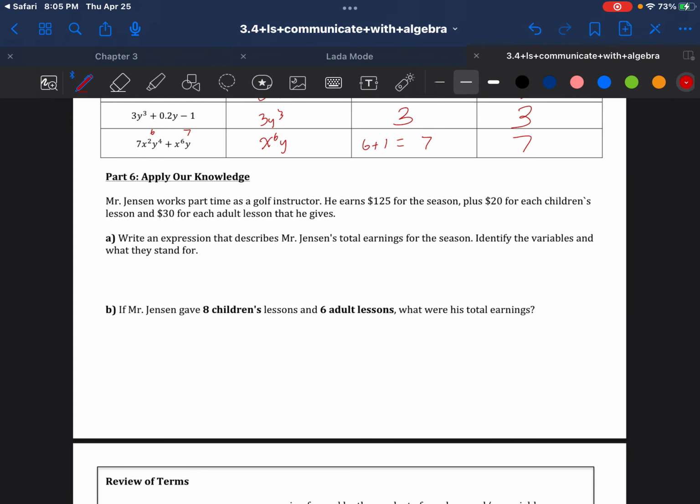So, Mr. Jensen works part-time as a golf instructor. He earns $125 for the season, $20 for each children's lesson, and $30 for each adult lesson. Write an expression that describes Mr. Jensen's earnings for the total season. So we want this, this, and this described.